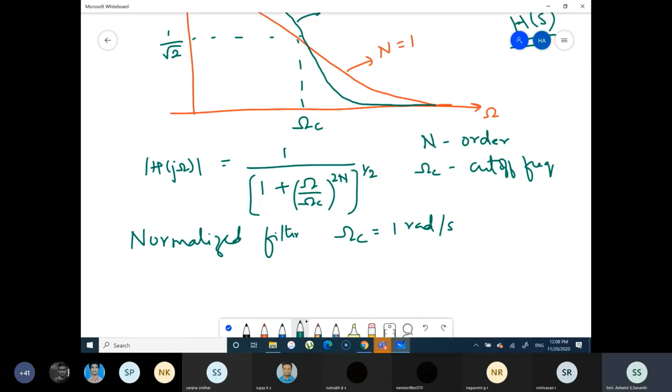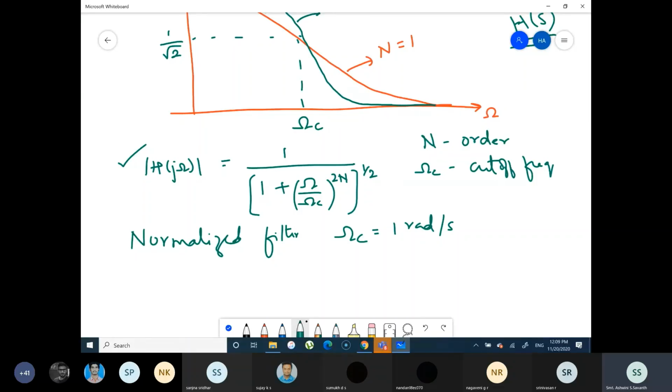Now if you look at the expression of H of j omega, it's very difficult for us to analyze where the poles are. First of all, that is important. We have to find out where the poles are located and then select the poles which will give us stability. And then design the transfer function of the filter. With the above expression, it is quite complex to design the filter. That is why we normalize the filter, make omega c equal to 1, design the filter, and then convert it back to the filter with a cutoff frequency of omega c.